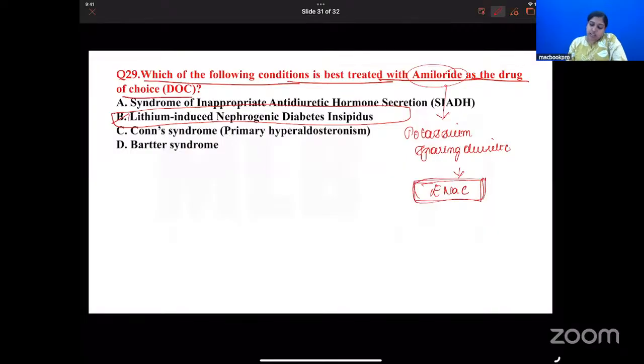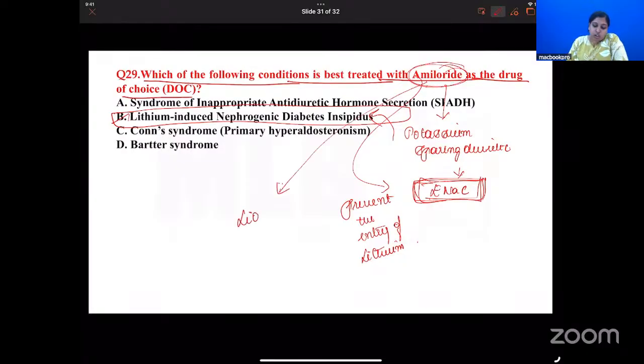This is the principal cell. So what amiloride will do is prevent the entry of lithium via this ENaC channel, the epithelial sodium channel, a principal cell channel through which lithium enters and causes lithium-induced nephrogenic diabetes insipidus, which means there is a reduced effect of ADH, as you all know. And amiloride is also a drug of choice in Liddle's syndrome. So now we have studied that amiloride is a drug of choice in lithium-induced nephrogenic diabetes insipidus.